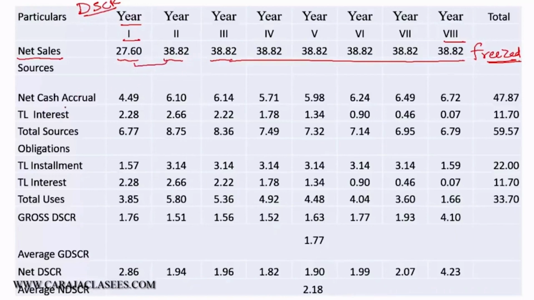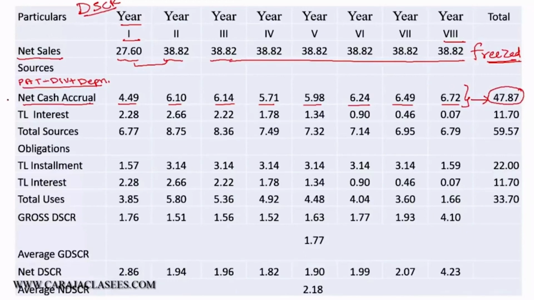Fine. Now here you have the net cash accrual calculation. This is something which they have picked up from CMA. So what is net cash accrual? It is PAT minus dividend plus depreciation. When they did this calculation, they got 4.49, 6.1, 6.14, 5.71, 5.98, 6.24, 6.72. So for 8 years we have this, and all of this added together is 47.87 crore. This attains significance especially when we are looking at gross average DSCR, which you will understand shortly.